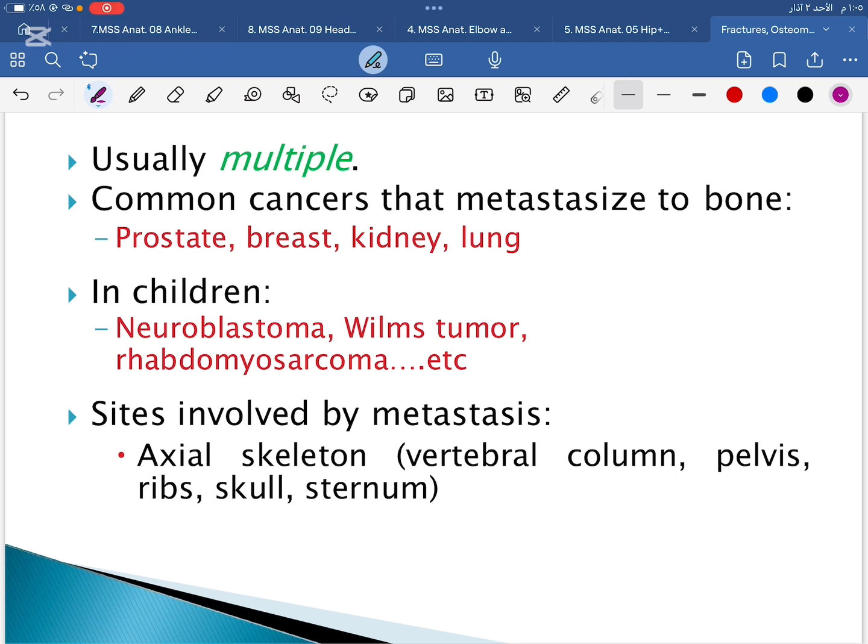Okay. طيب. هلا آخر شيء رح نحكي عن metastasis to bone. When we have multiple lesions, bony, destructive lytic lesions, usually it is more likely to be metastasis than a primary bone tumor. Common cancers to metastasize to bone: prostate, lung, breast, kidneys. هدول بالadults. In children, neuroblastoma, Wilms tumor, and rhabdomyosarcoma. Sites involved by metastasis, usually the axial skeleton, vertebral column, pelvis, ribs, skull, and sternum. Okay.